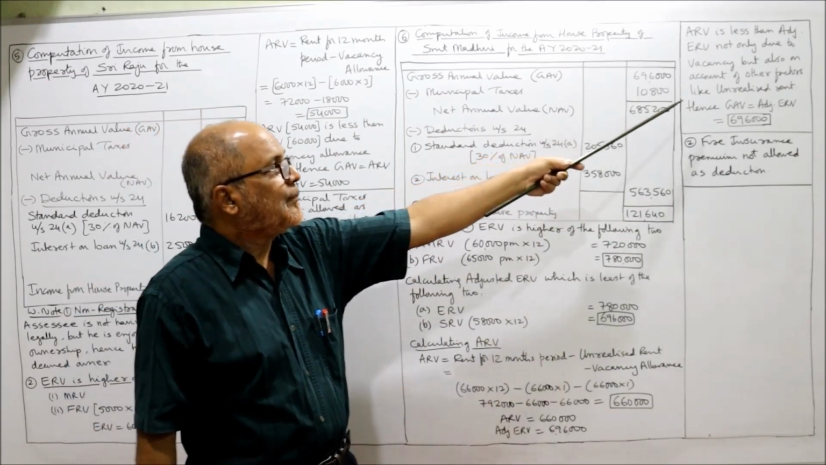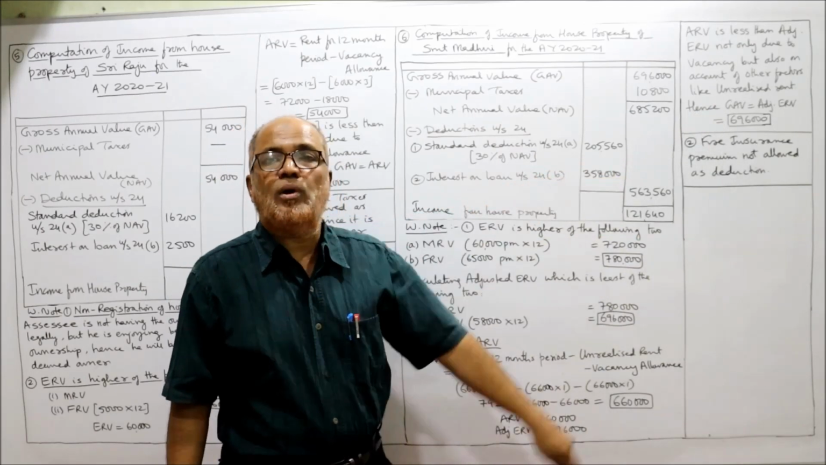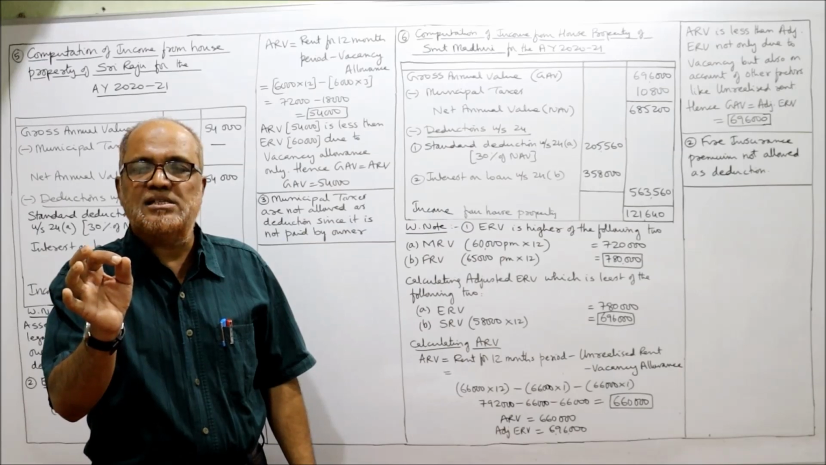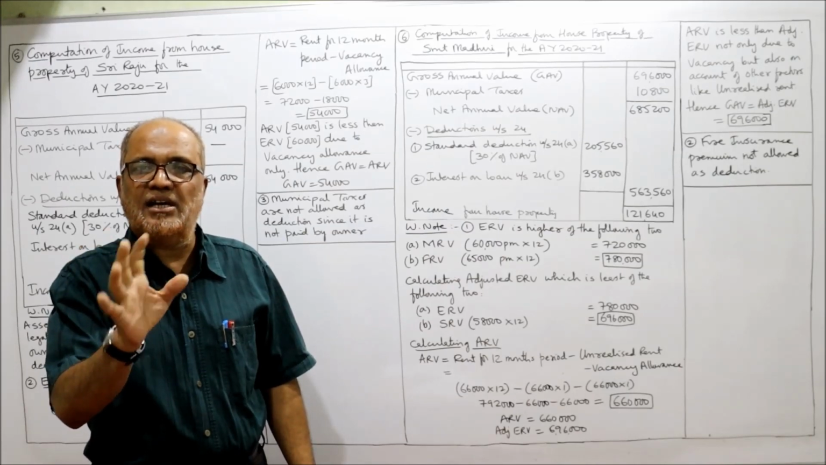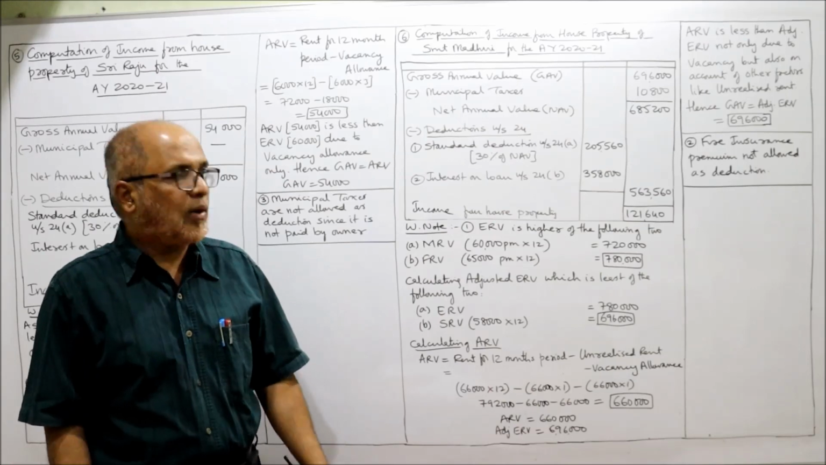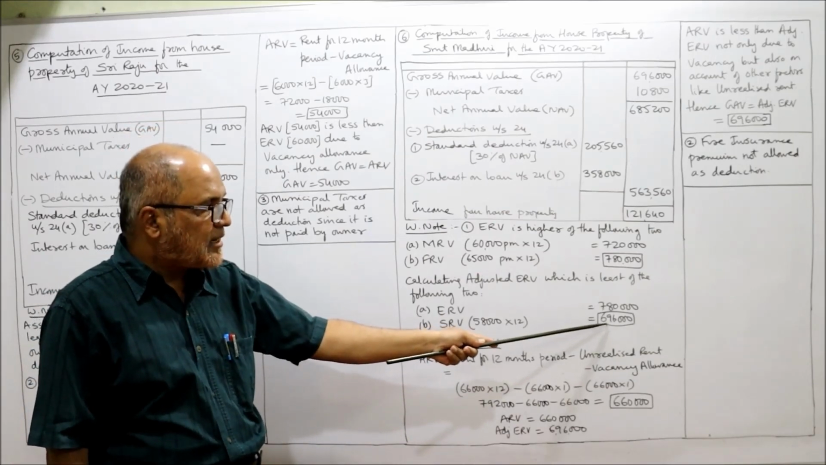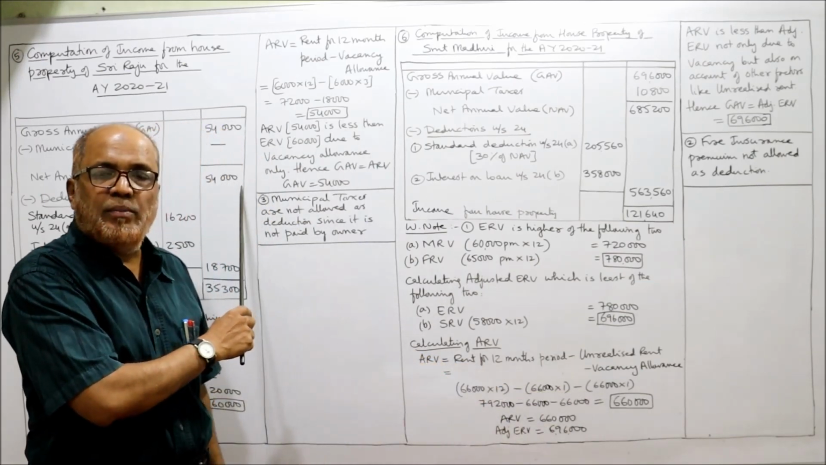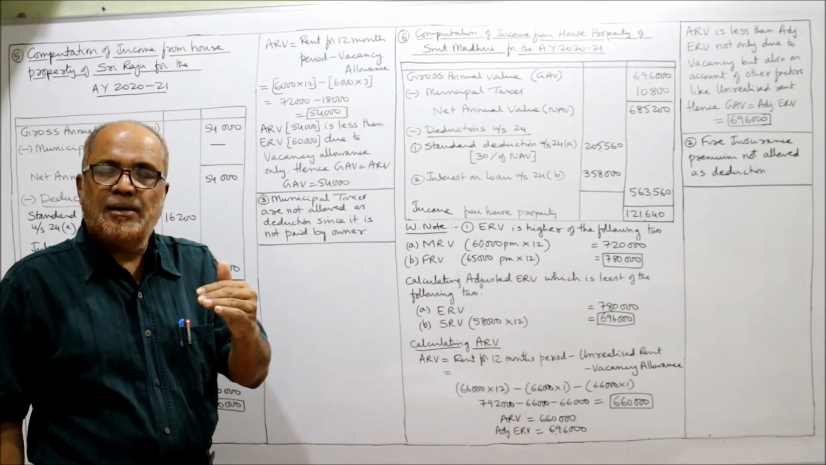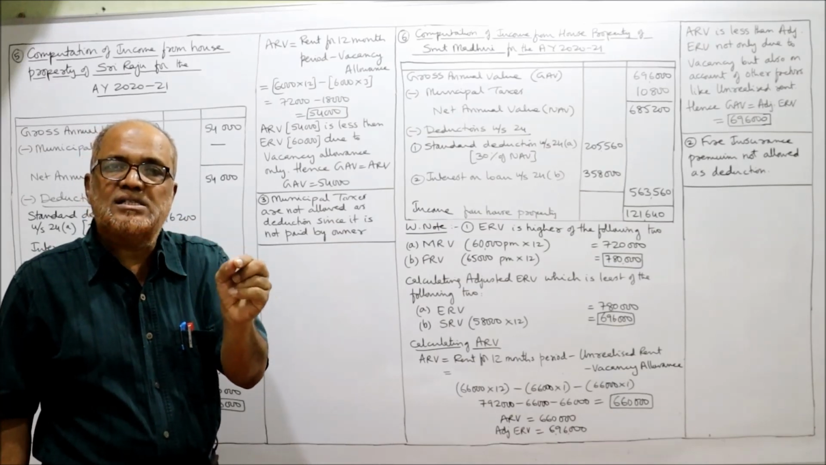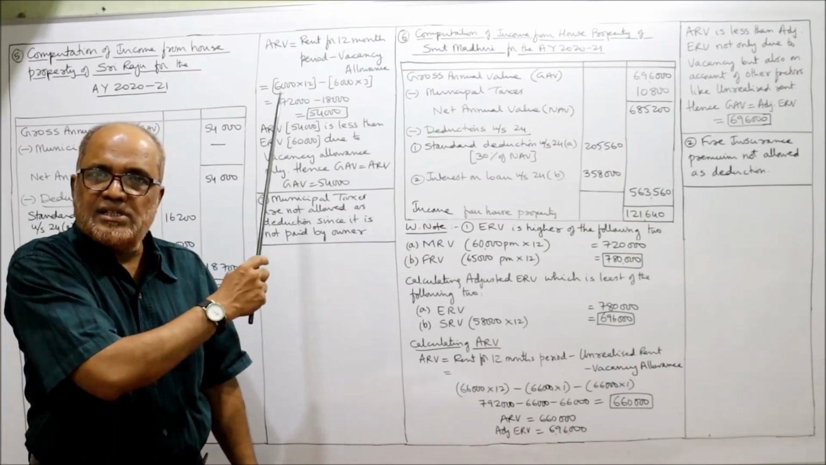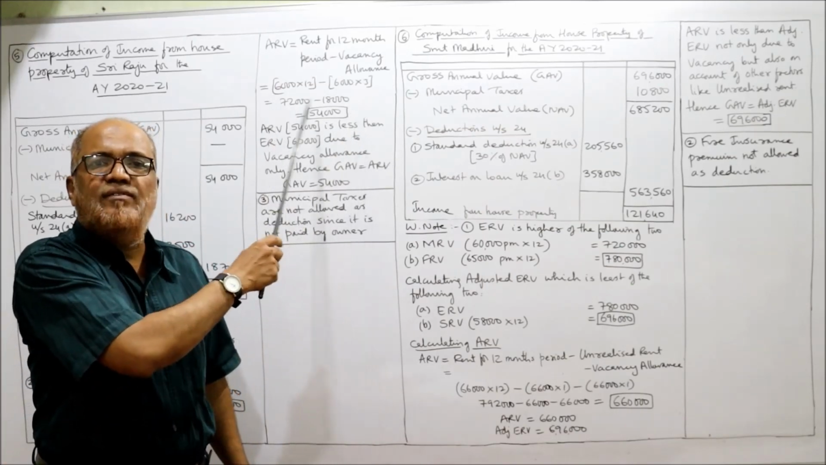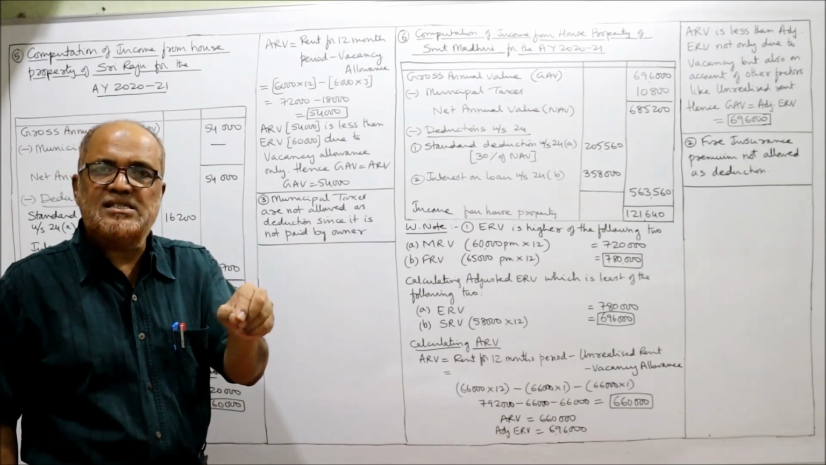In that case, what will happen? Hence, GAV is equal to adjusted ERV. In this case, gross annual value, GAV, is equal to adjusted ERV. What is the adjusted ERV here? 6,96,000. You should not take ARV. Here in the previous problem, ARV was less only on account of vacancy allowance. That's why ARV itself is the GAV.